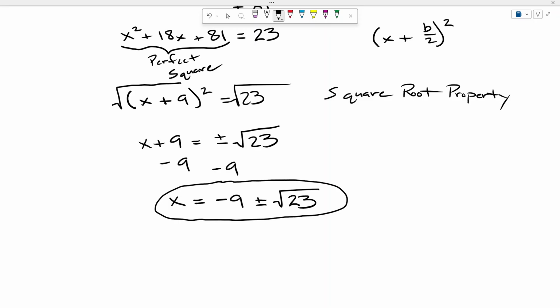So again, two solutions, negative 9 plus square root of 23 and negative 9 minus the square root of 23. But that is our final answer. That is seeing in a full example how we can go from a quadratic equation that's not as easy to work with. We can't just factor it. We can't go right to the square root property. So we complete the square, we get it into something that we can work with, and then we apply what we already learned with the square root property. Let's try another example.